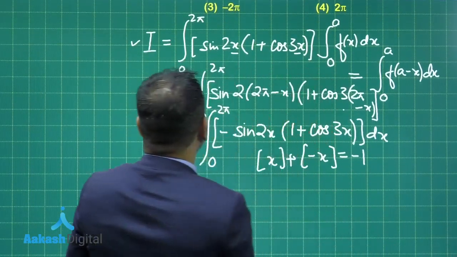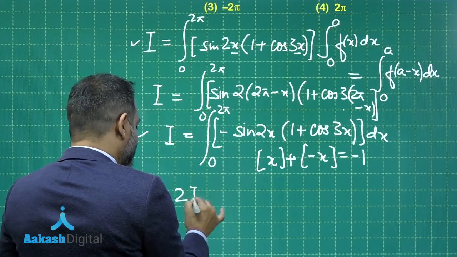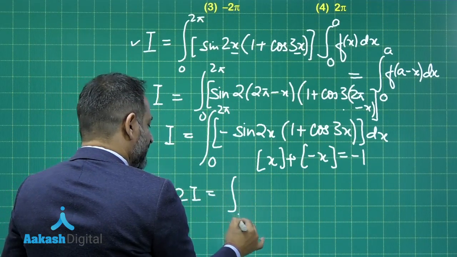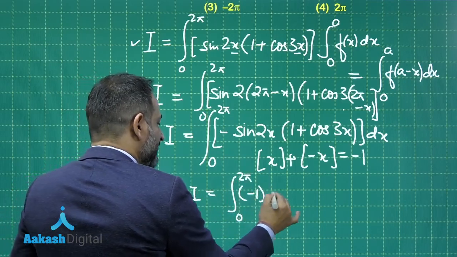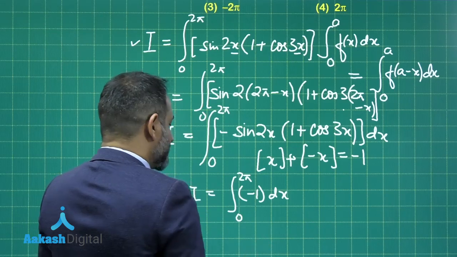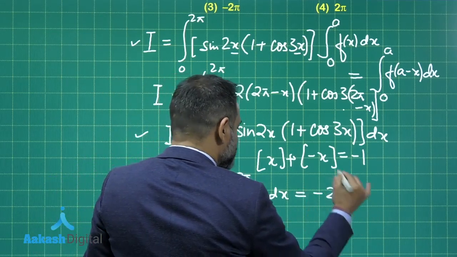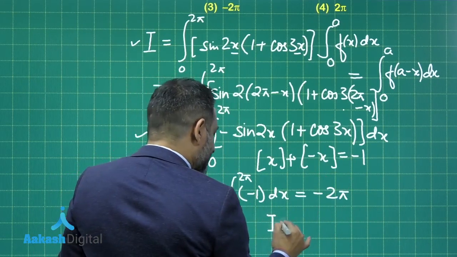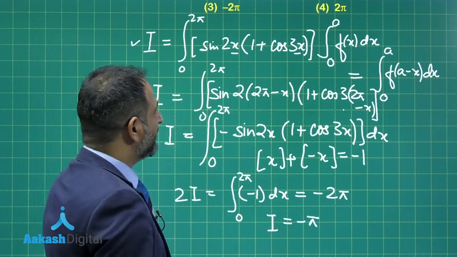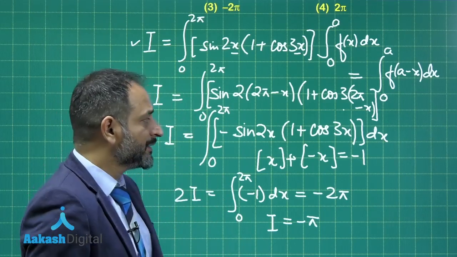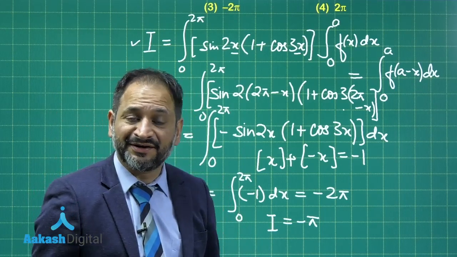If I am adding this I and this I, that is 2I will be equal to the integral from 0 to 2 pi, the sum is definitely minus 1, and if you integrate this and find the value, this is equal to minus 2 pi, and hence I is equal to minus pi. So you can see a very difficult problem can be dealt with easily by using this important property of definite integral.